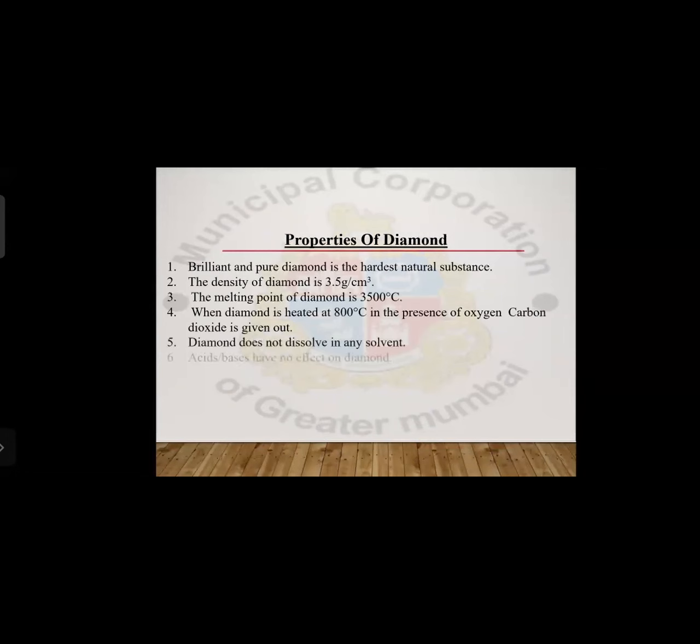Properties of diamond. Let us go one by one. I will first make them appear here, then I will read them one by one. The first one is: brilliant and pure diamond is the hardest natural substance. The second one is: the density of diamond is 3.5 gram per centimeter cube. What is density? Density is thickness. The melting point of diamond is 3500 degrees Celsius. See, very high melting point. 3500 degrees Celsius is very, very big.